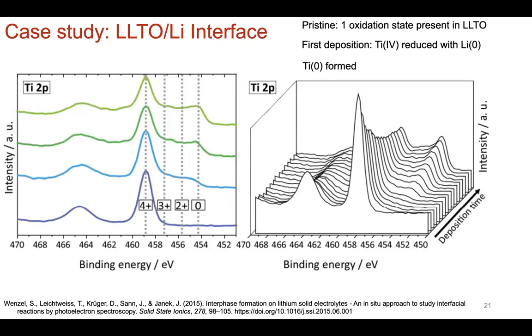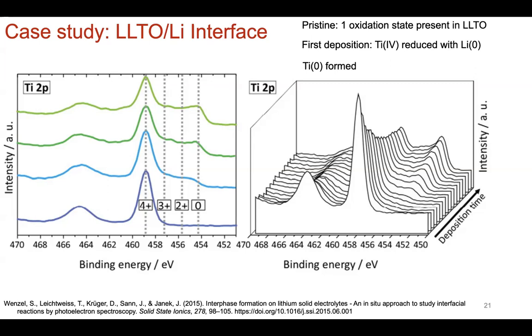Right. So what exactly is happening? Upon lithiation, so I should say, when I say lithiation, I mean deposition of lithium, not actual lithiation electrochemically. So this is just deposition of lithium. What you see is as a function of deposition time, so now that means you have more and more lithium metal coming onto this LLTO surface.